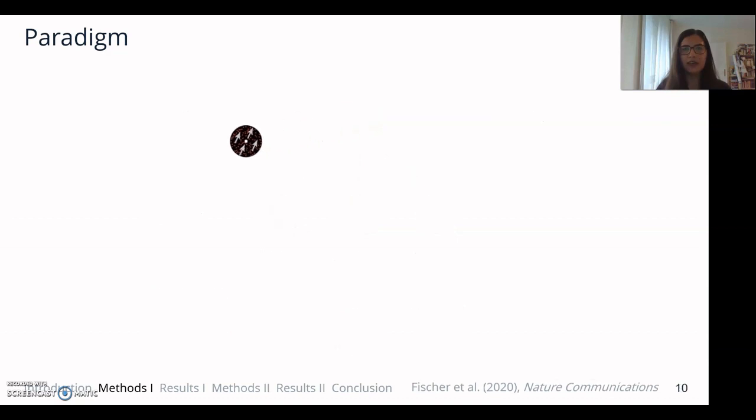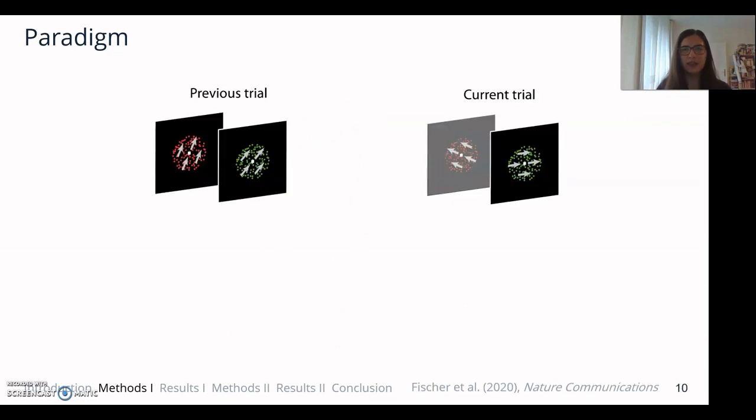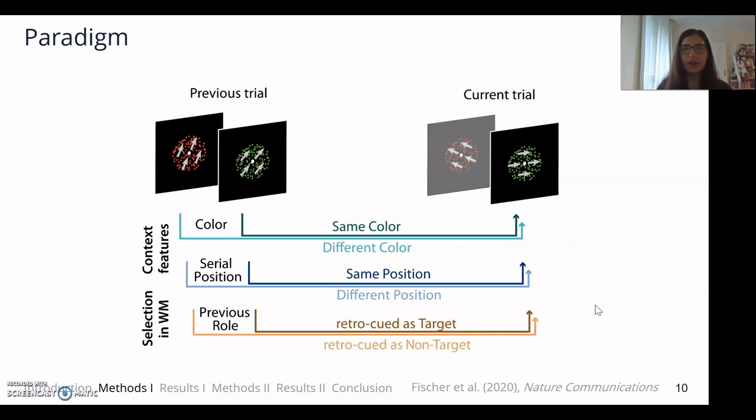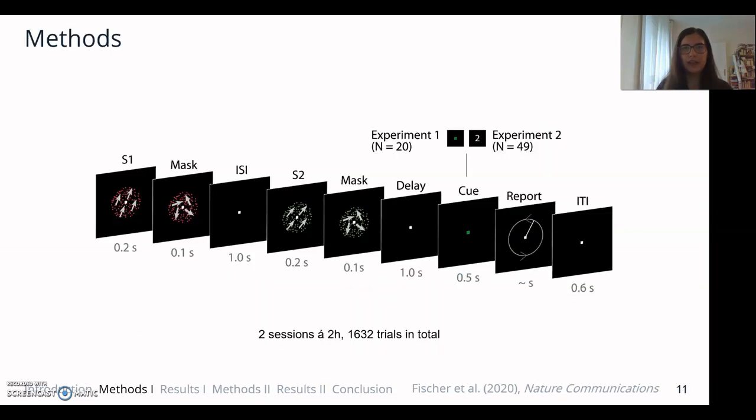Based on that, we could investigate how serial dependence is affected by different factors. So first, we could investigate how context features affect serial dependence by comparing serial dependence between items with the same colors versus items with different colors, and by comparing serial dependence between items with the same serial positions versus those with different serial positions. And furthermore, we could investigate the role of selection in working memory for serial dependence by comparing serial dependence toward previous targets versus previous non-targets. So here you see again a quick overview of our methods for the first two experiments.